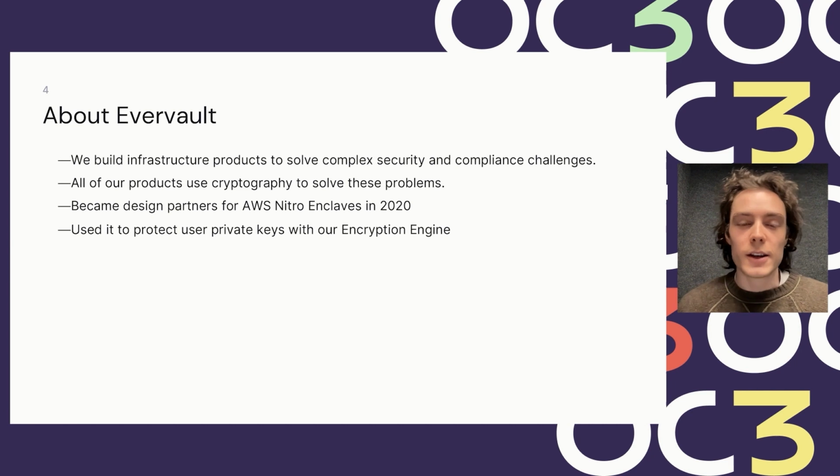So some context. At Evervault, we build infrastructure products to solve complex security and compliance challenges for our customers. All of these products deploy cryptography as the central pillar of their solution. When we were building the initial infrastructure for our products, we needed a secure way to manage our users' private keys, and we did this using AWS Nitro Enclaves. So back in 2020, we became design partners for Nitro Enclaves and built the foundational layer of our infrastructure on it, which we refer to as the Evervault encryption engine.